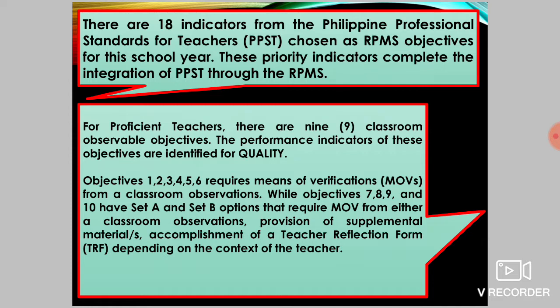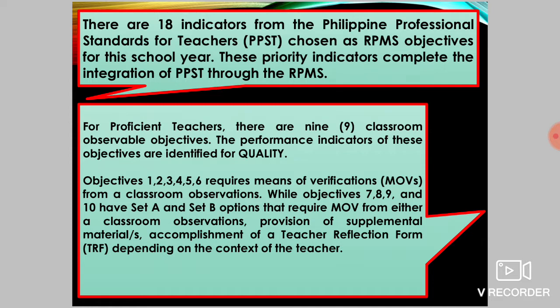These priority indicators complete the integration of PPST through the RPMS. For our proficient teachers, there are 9 classroom observable objectives. The performance indicators of these objectives are identified for quality. These 9 classroom observable indicators are Objectives 1, 2, 3, 4, 5, 6, 7, 8, 9, and number 10 is included for the Set A and Set B option.